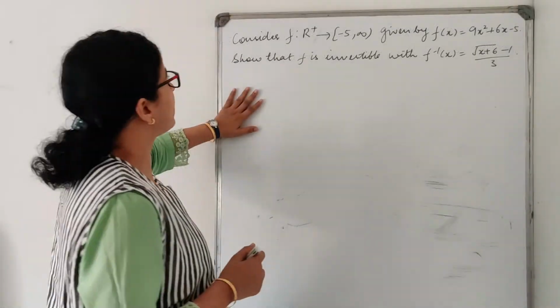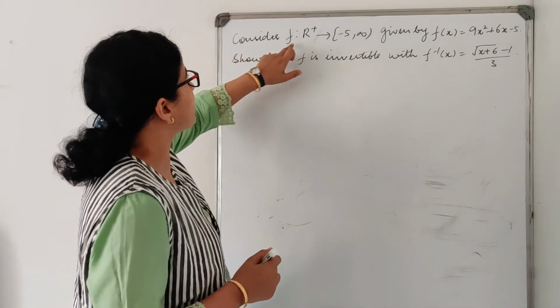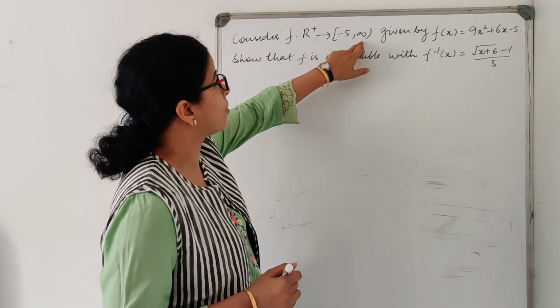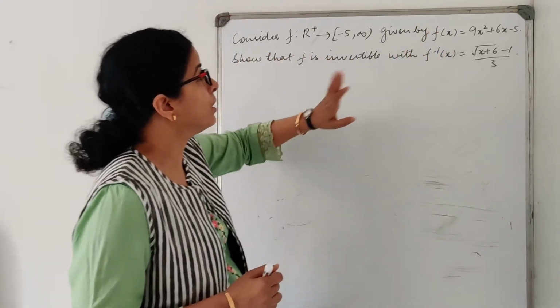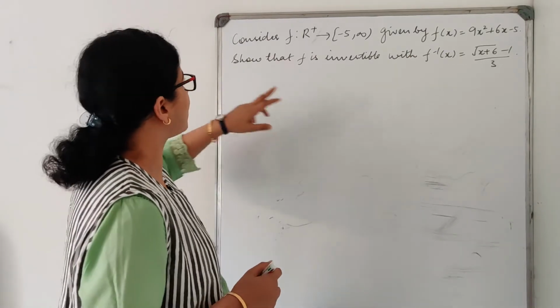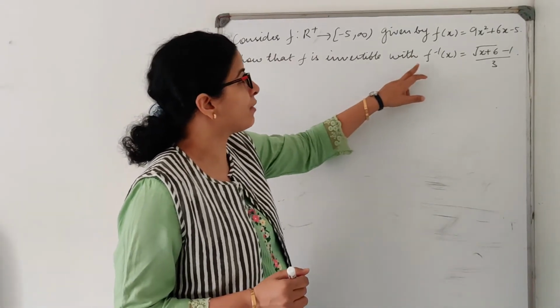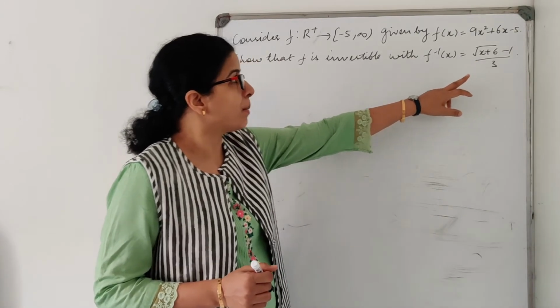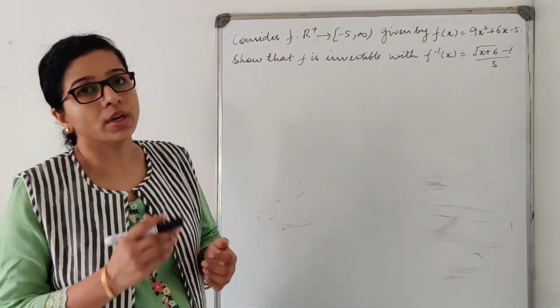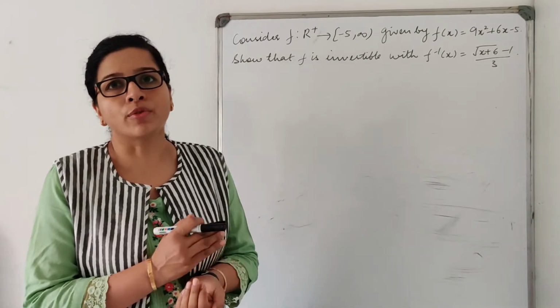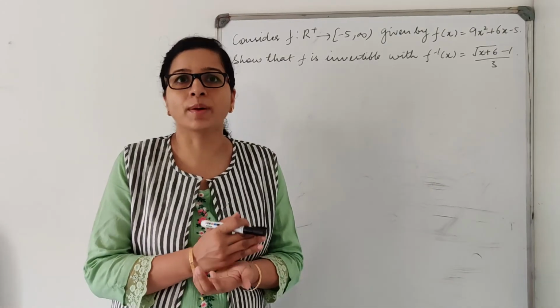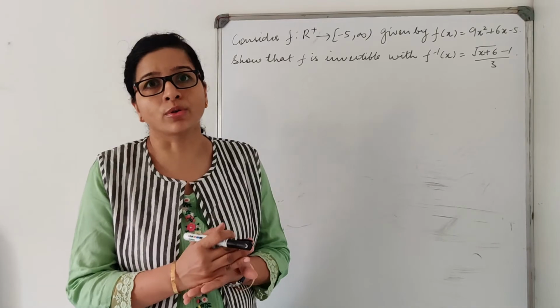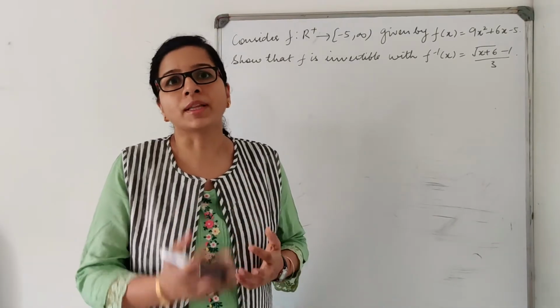Okay, so now we have another question. Consider f from R plus to minus 5 comma infinity given by f x is equal to 9x square plus 6x minus 5. Show that f is invertible with f inverse x equals root of x plus 6 minus 1 by 3. So guys, just now I told you that for invertible, the function should be a bijection, means it should be 1-1 and onto. But there is yet another method to solve this.